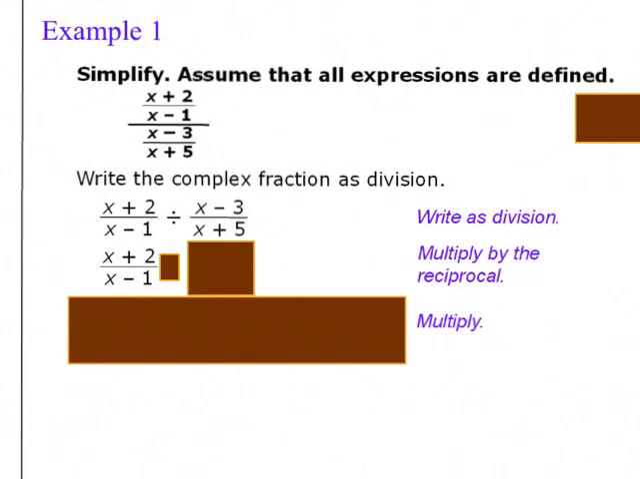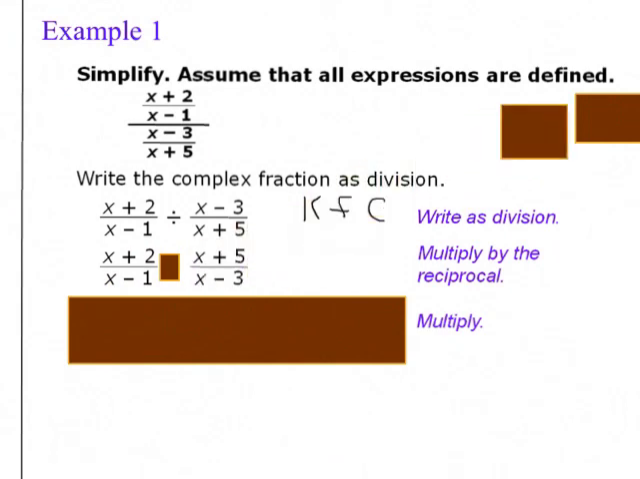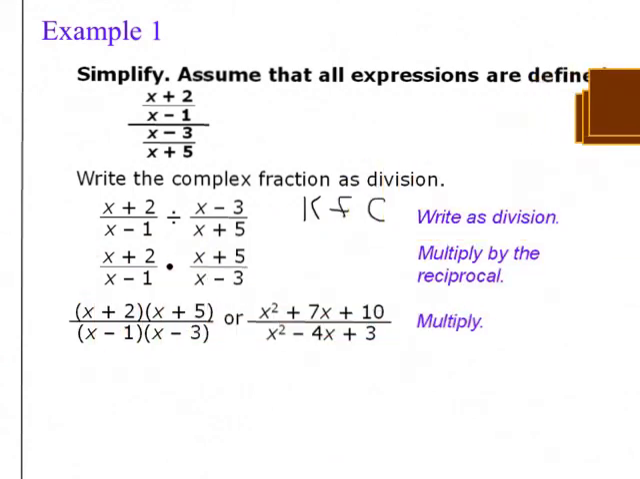Now, at this point, remember KFC? That means we're going to keep this one, we're going to flip the second one, and we are going to change the division to multiplication. Now look at this and ask yourself, is there anything in the bottom that is also in the top? And there is not. So you're just going to shove it all together, and voila, there's your answer.